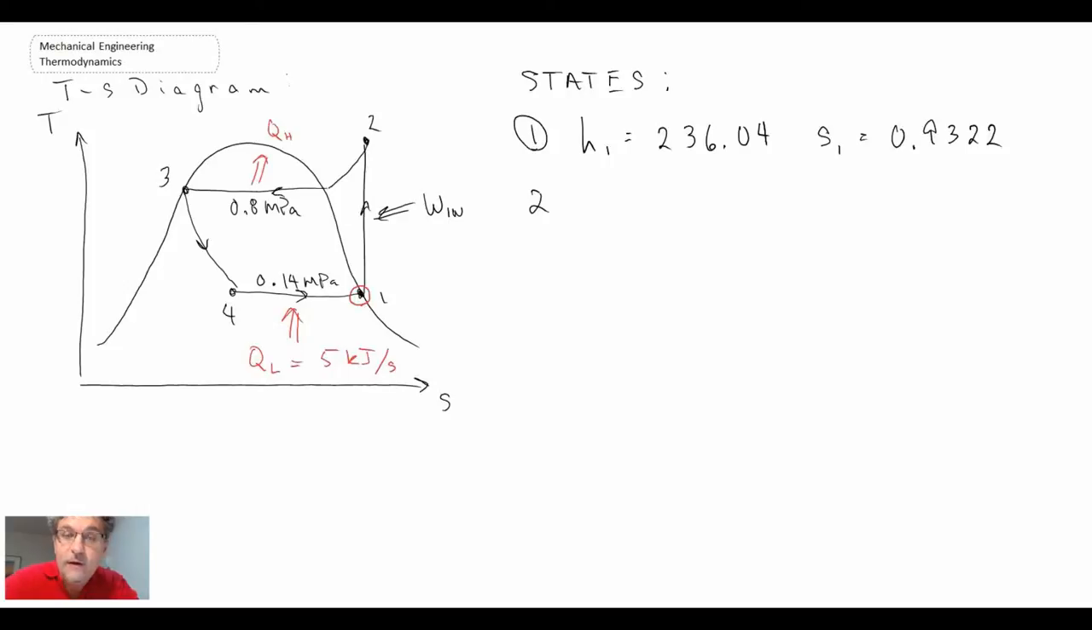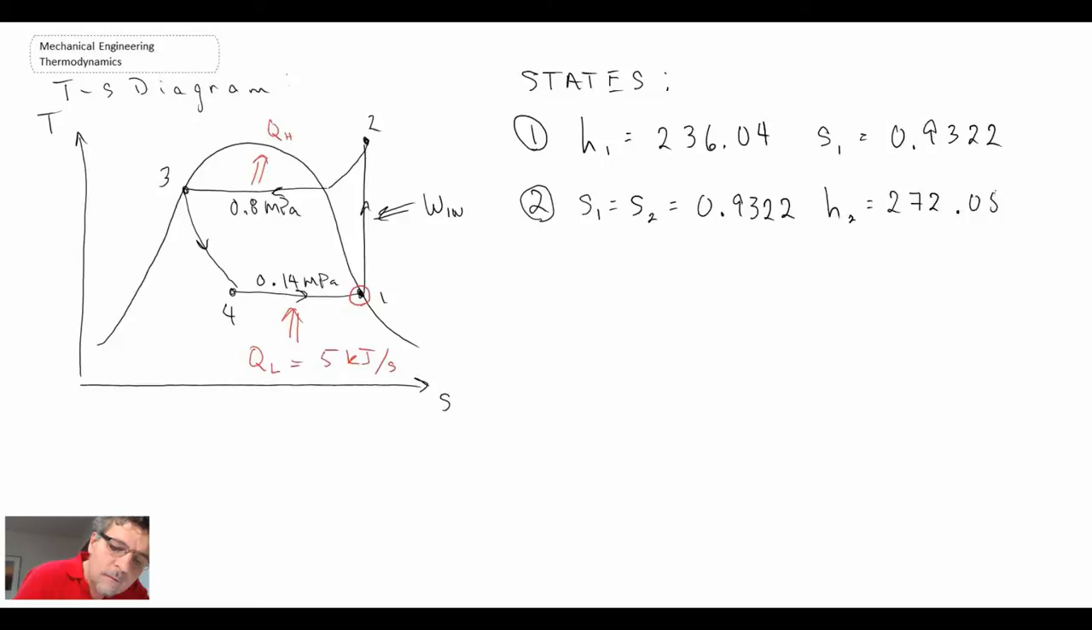Now you notice when I went in and got the information for state 1, I pulled out the enthalpy, we're at the saturated vapor line, but I also pulled out the entropy because I know that the process going from 1 to 2 is isentropic, and consequently we need to know the entropy at state 2 in order to specify it. That's why I pulled out the entropy. So that is state 2 specified.